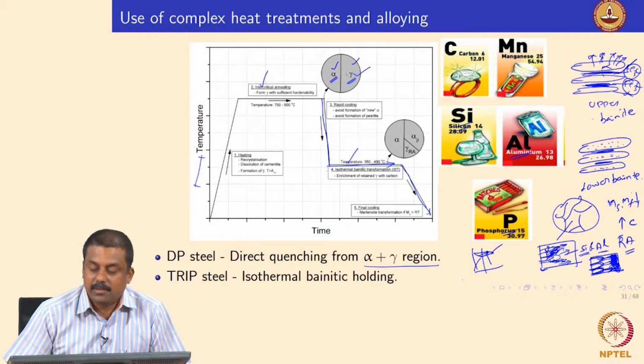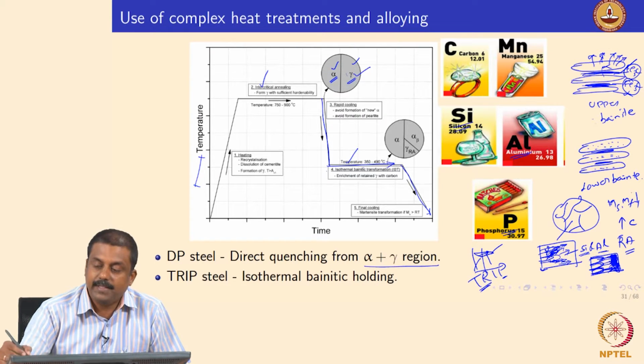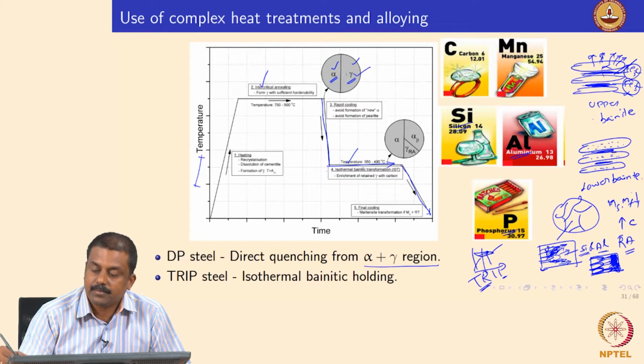That is why these steels are known as TRIP steels. What do you mean by TRIP? It is transformation induced plasticity. So, the enhanced plasticity is induced by the transformation of austenite to martensite upon loading. And how do you stabilize the austenite? As I already explained, by suppressing cementite formation during bainite transformation. How do you suppress cementite? By adding silicon or aluminum.